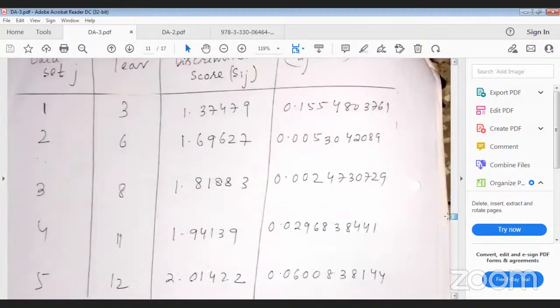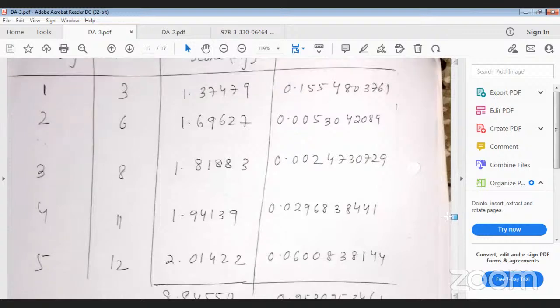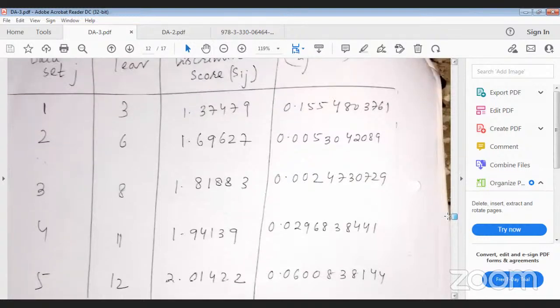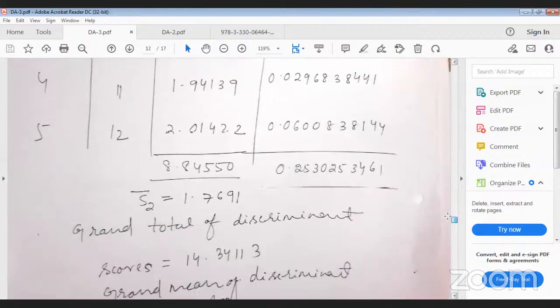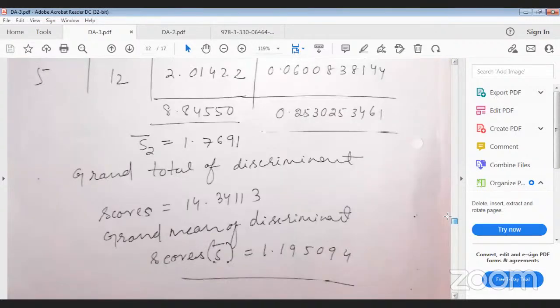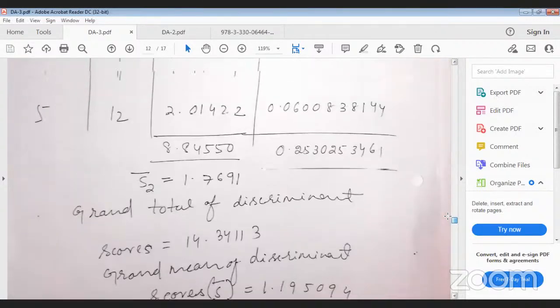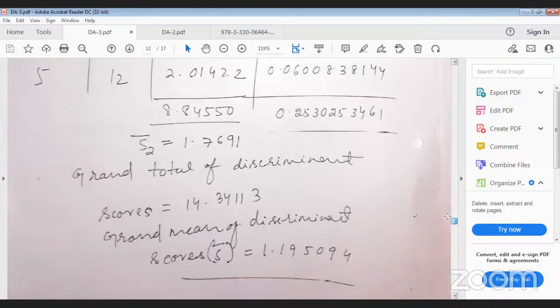Similarly for this case also the same thing you have to do for above. So you have to put the value of year 3, what is your x1, x2, you put in that equation, you will get everything. So like that way you have to calculate the total and mean, so that it will be the discriminant score. The grand mean discriminant score, you have got 14.34113, and the other grand mean discriminant, it will be 1.19, this one.